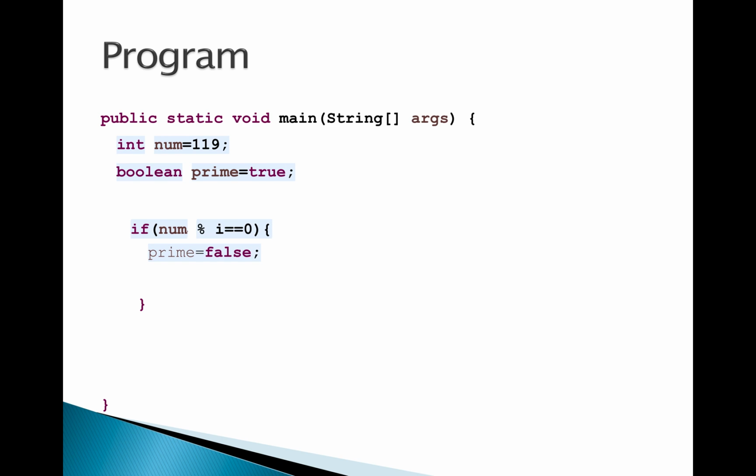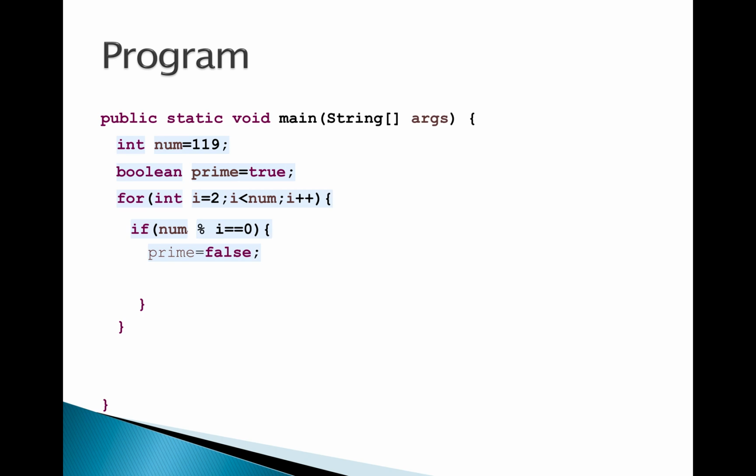Now what is the range of i I wanted to give? In this case, the range is going to be from 2 to 118. If the number is going to be 279, then the range has to be 2 to 278. If the number I'm going to check is 11, then the range should be 2 to 10. So it is basically 2 to number minus 1 actually, right?